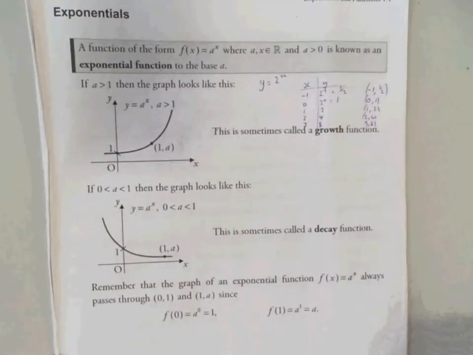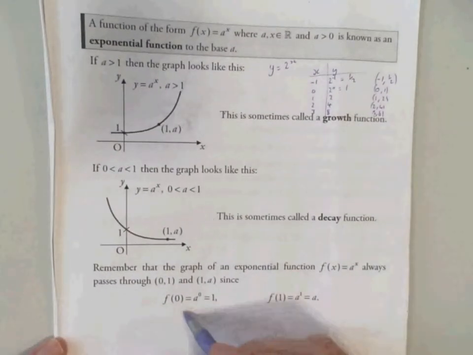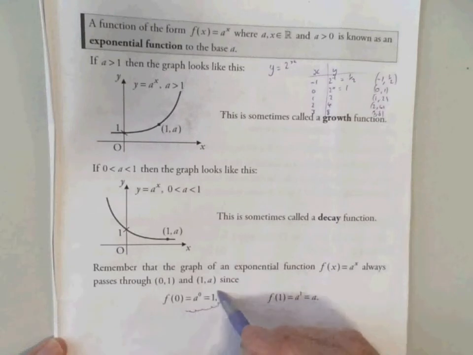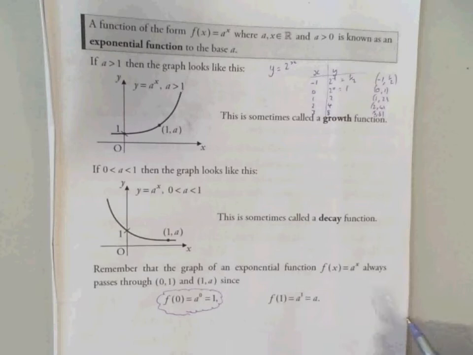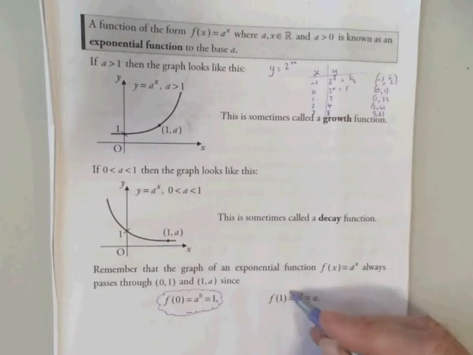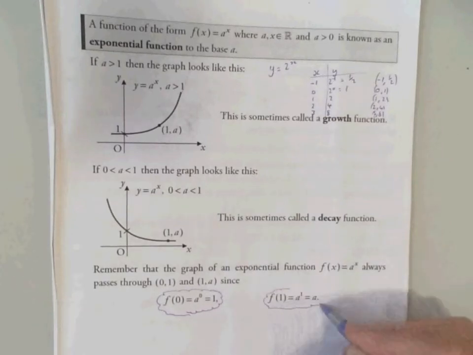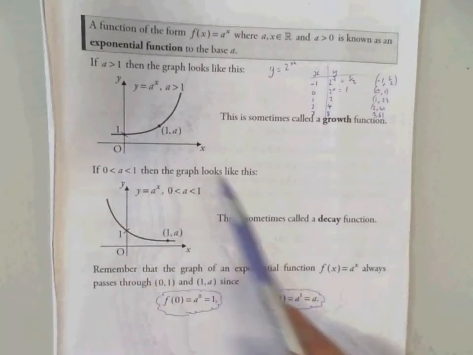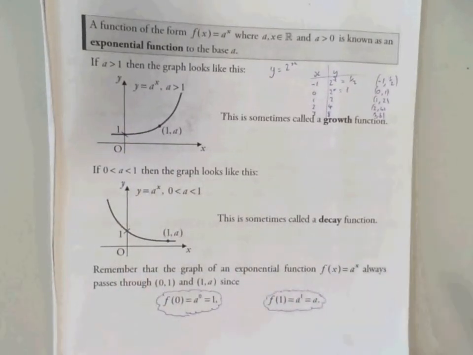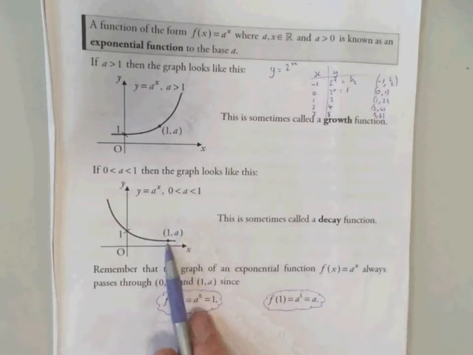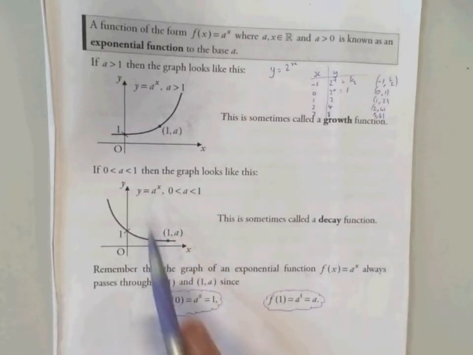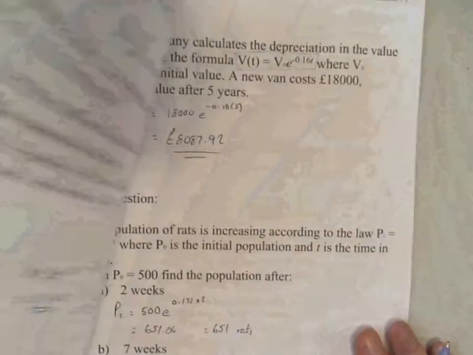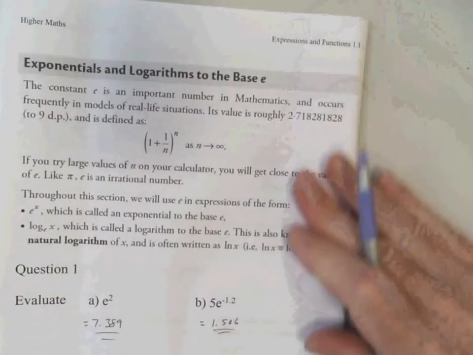If you've got your notes in front of you because you've been absent or you're doing some catch up, a to the 0 is always 1 and anything to the power 1 is itself, so a to the power 1 is a. So it's always going through the points (0, 1) and (1, a). Even if a is between 0 and 1, this point would be (1, 1/2) if we're doing 1/2 to the power x.